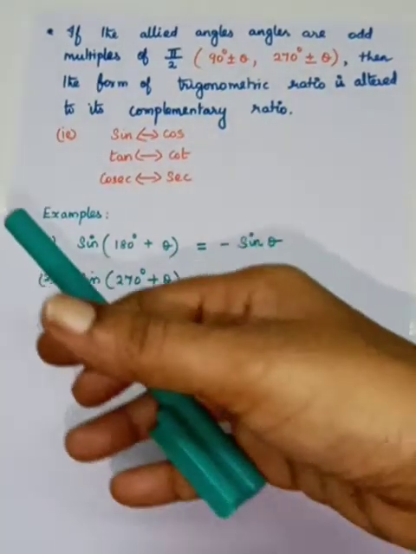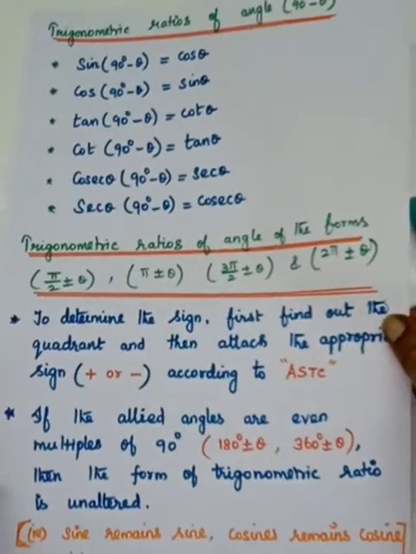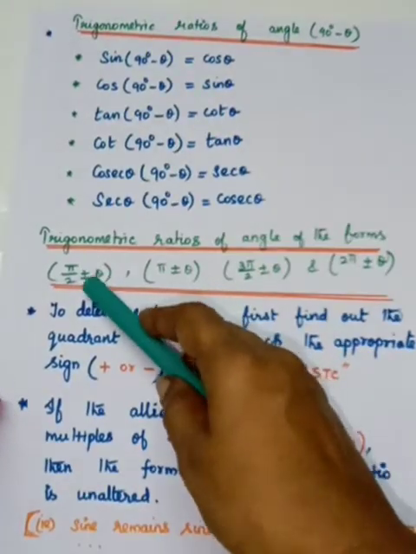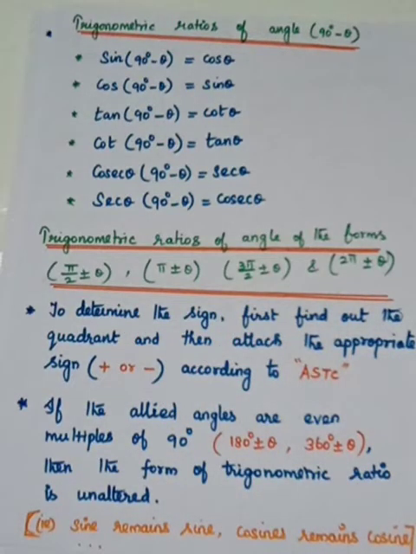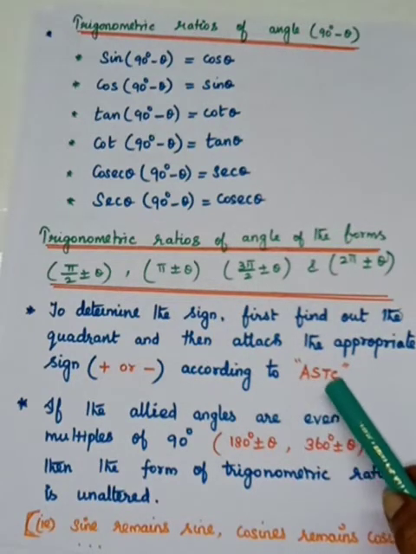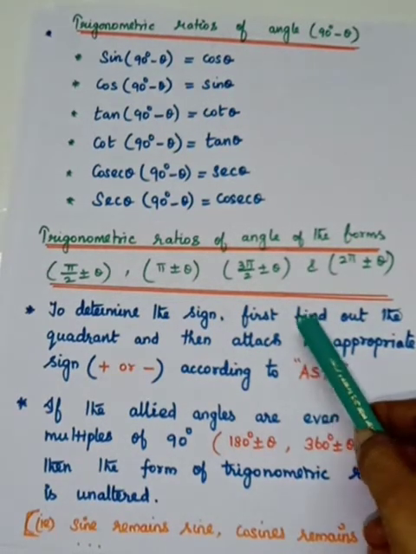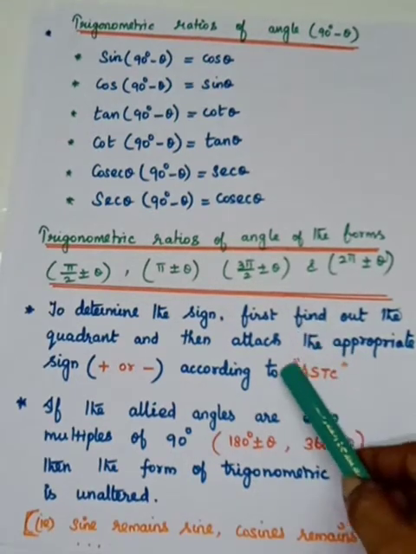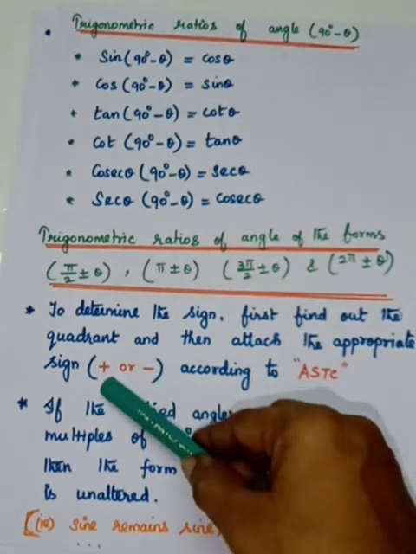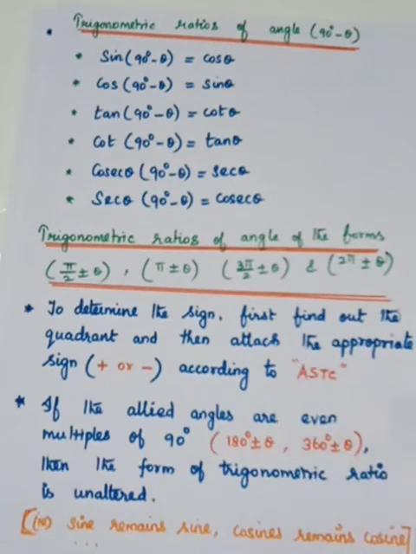So first step, the angle is in the form of 90 plus or minus theta, or 180 plus or minus theta, 3 pi by 2 plus or minus theta, or 2 pi plus or minus theta, if you have. First you have to write the sine. So you have to use the ASTC rule, and first to find out the quadrant using this rule you have to write the plus or minus sign.